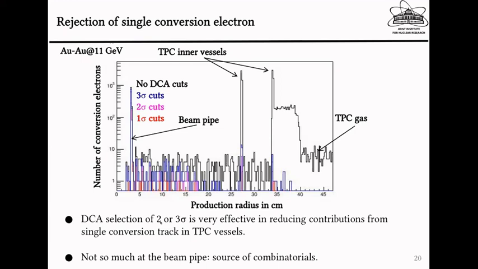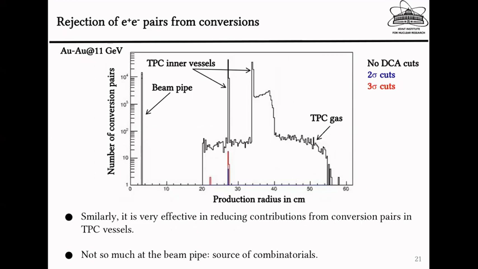The same plot is shown here for pairs now instead of single electrons. Again, the same thing is seen: the contribution from the conversion pairs at the beam pipe is not being eliminated using these DCA cuts.